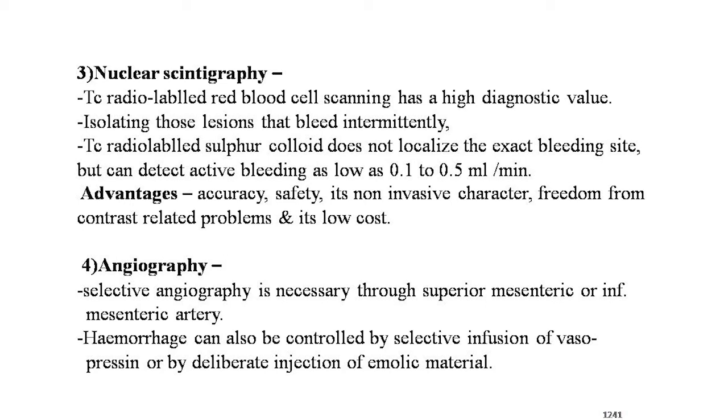Next investigation in lower GI tract bleeding is angiography. As mentioned in upper GI tract bleeding, the success rate of selective visceral studies is high when the blood loss is at a minimum rate of 0.5 ml per minute. Selective angiography is necessary through the superior mesenteric or inferior mesenteric artery. Hemorrhage can also be controlled by selective infusion of vasopressin or by deliberate injection of embolic material.